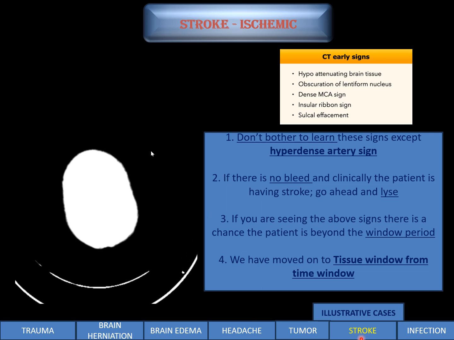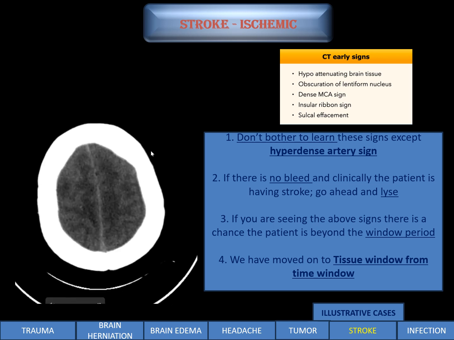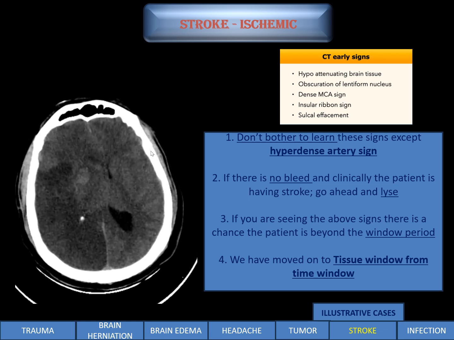Ischemic stroke itself is an entity which needs to be discussed in detail, but let us just concentrate on a few things alone. So as we scroll, let's see what we are seeing in this patient. So this is an area in which the gray-white matter differentiation is lost, which is suggestive of an acute stroke. This is a very important finding. The hypoattenuating brain tissue. Obscuration of the lentiform nucleus is something that we see in case of an M1 stroke, not necessarily in other strokes. It occurs only in an M1 or a middle cerebral artery stroke.